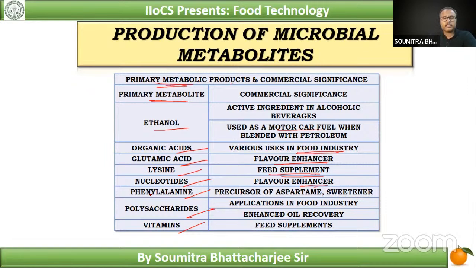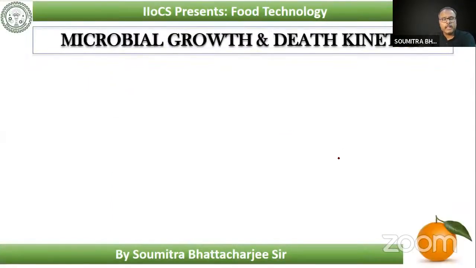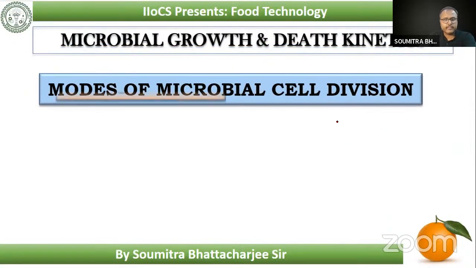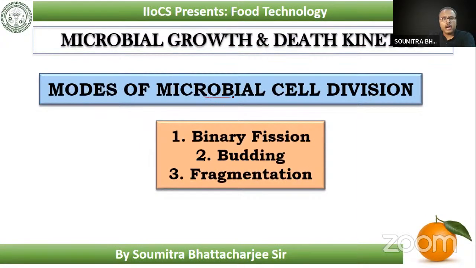All these metabolites that we are seeing over here are produced by fermentation on a large scale. When they are produced through large-scale fermentation, they are utilized right there. Now we'll look at microbial growth and death kinetics, and we want to know how the microbe divides. The microbe divides by binary fission, budding, and fragmentation. That is the common mode of division by which they can grow.